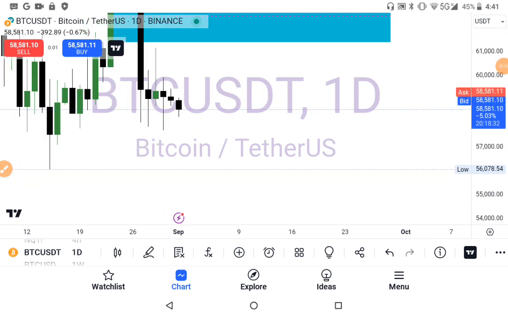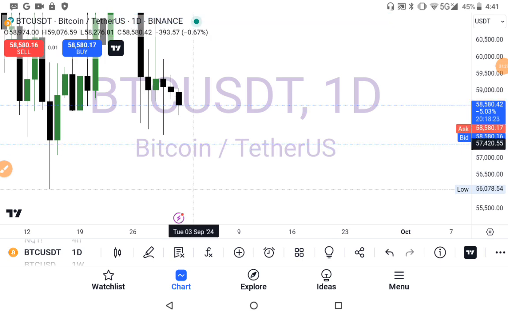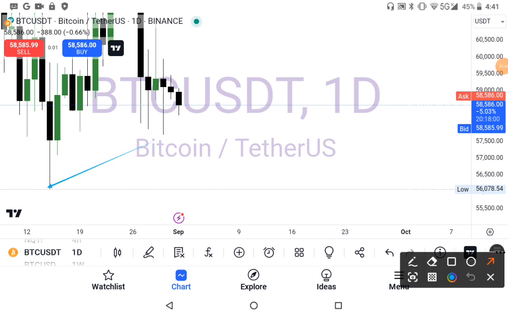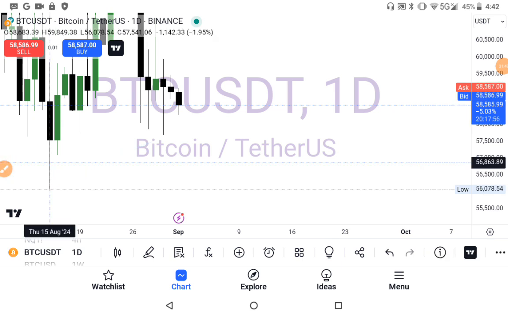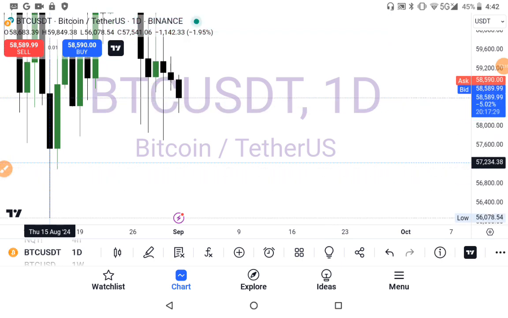So the coming week, I'll be interested in this low being, at least you should see a movement into 57,000. The coming week, 57,000. Then we see if we are interested in taking out this low. The low comes in at 56,078.54. And a movement into 60,000 as well.